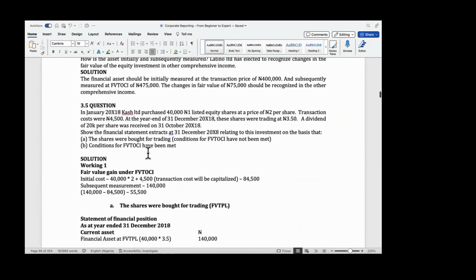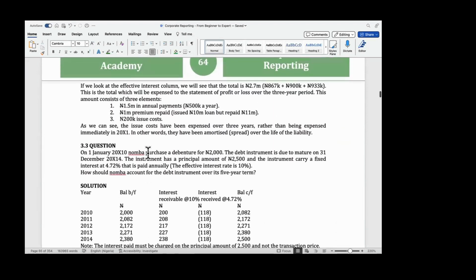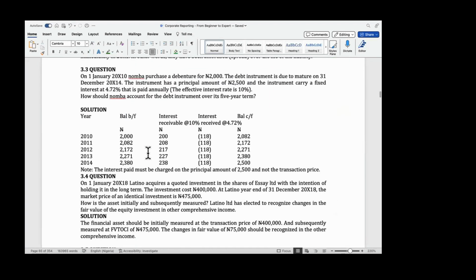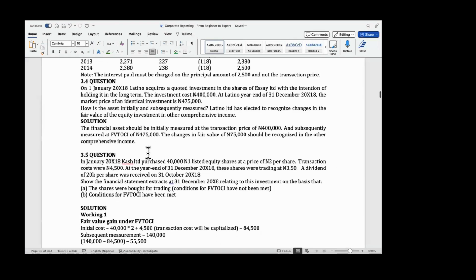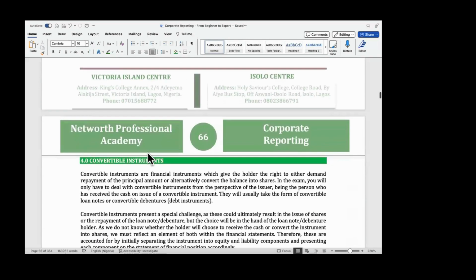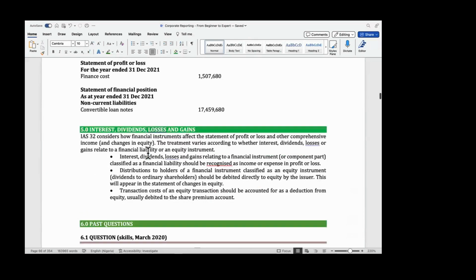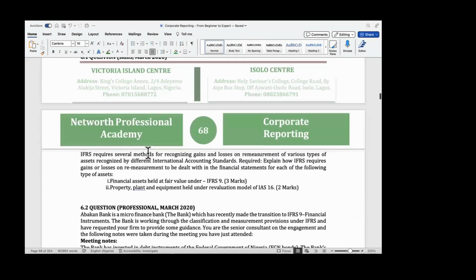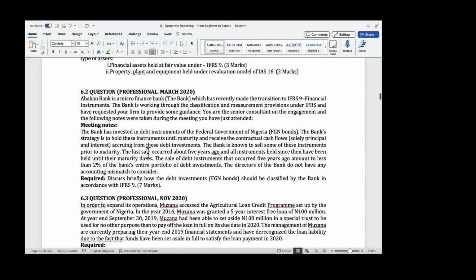Now, aside from that, I have some few questions here. If you had listened to what I've been teaching you, these questions are easy and a walkover for you. I have some past questions here. The questions I've been asking in this area have really not been anything serious. If you look at these requirements, they say we should discuss briefly how the debt instrument should be classified by the bank.